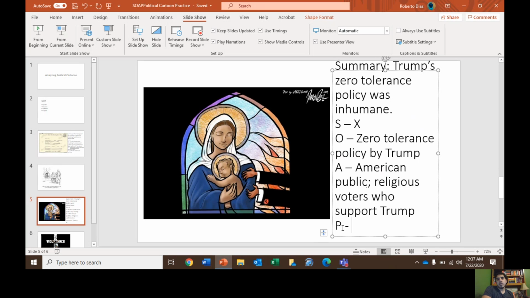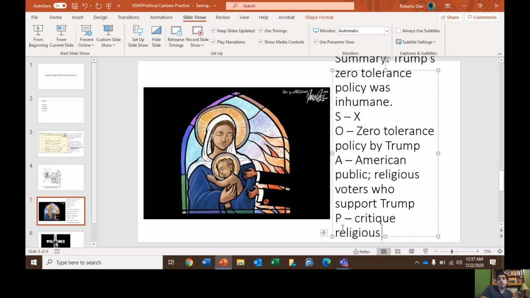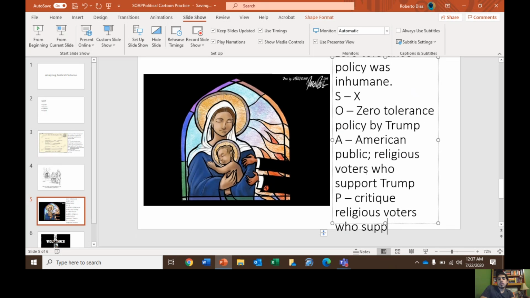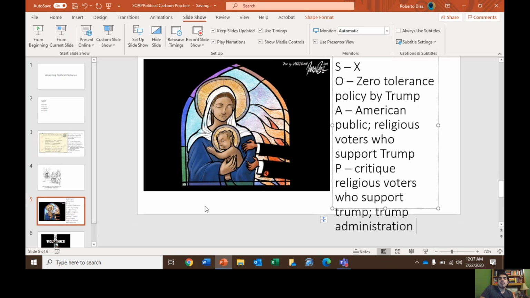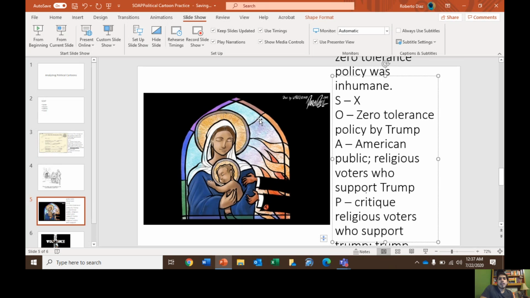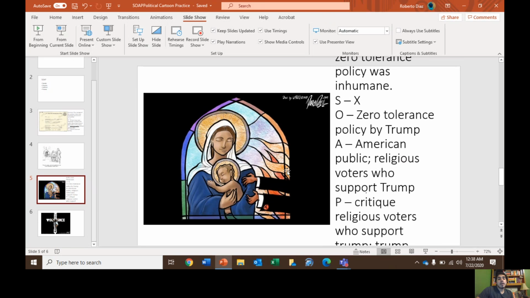So I think it's a very powerful critique. So I think the purpose of this is to critique religious people who support Trump, more broadly the Trump administration. And so that's how you would do SOAP analysis with this. Very, very powerful political cartoon. Obviously, gun violence is a huge problem in our society, that we've talked about. Mistreatment of immigrants hits close to home for a lot of us, and a lot of our families too. But I think these political cartoons are very effective.